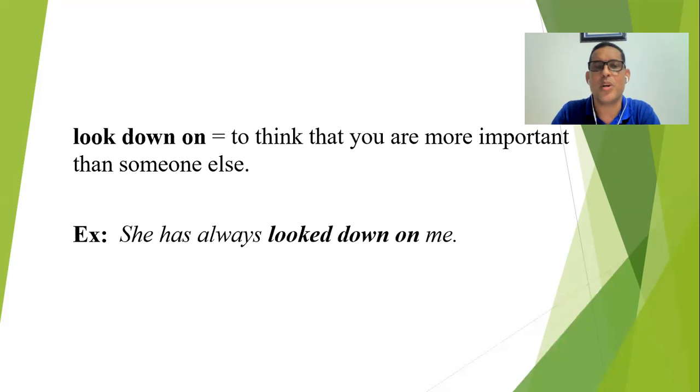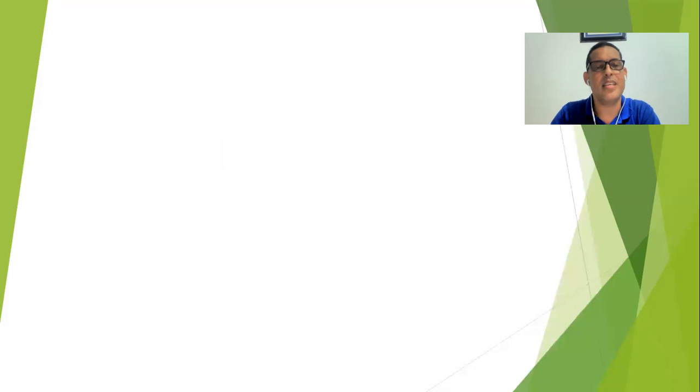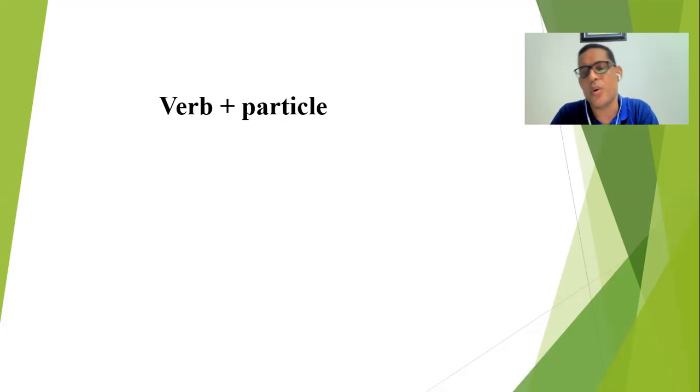So the example goes like this. She has always looked down on me. So she thinks that she is more important than me. Okay. So now we already know that a verb plus a particle, so to speak, we can say that a particle is a preposition or is an adverb. All right, prepositions like down, up, on, in, adverbs like into, together, away, and so far.